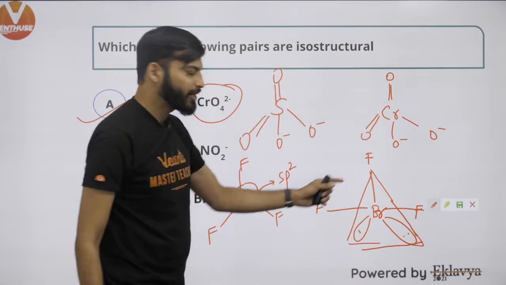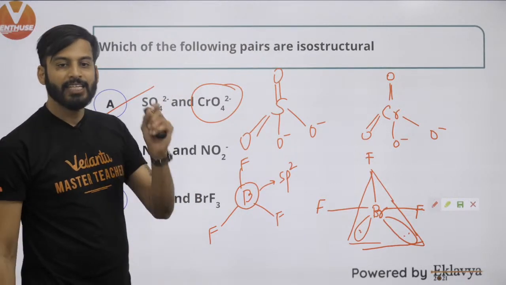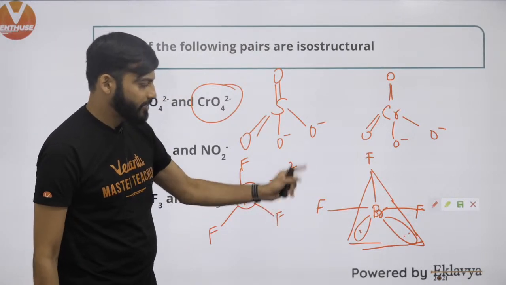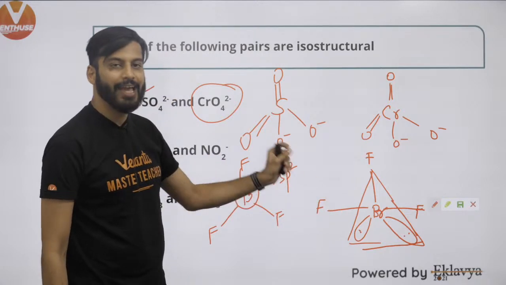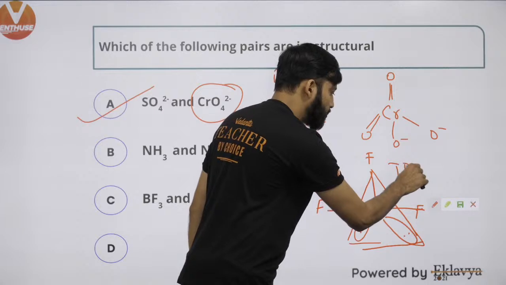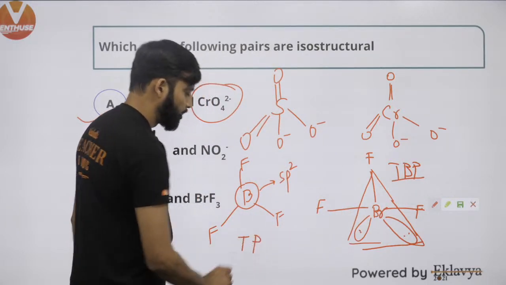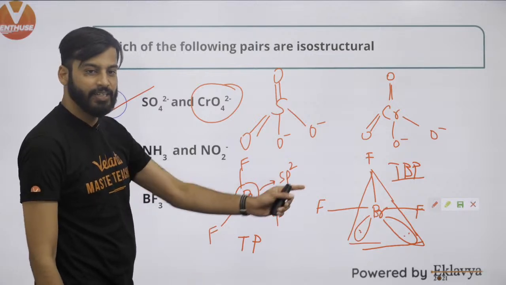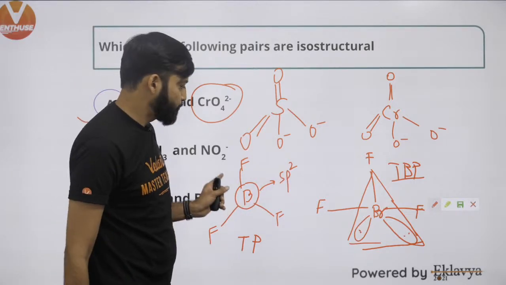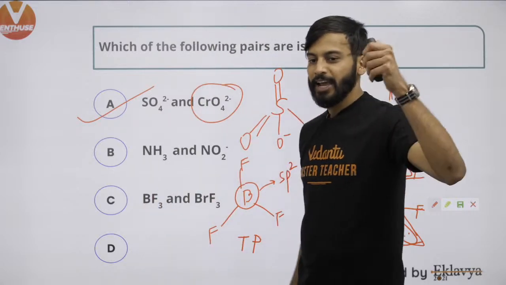Does it look like a T shape? It has a T shape, and the hybridization is sp3d. Theek hai? That is trigonal bipyramidal, and this is your trigonal planar. Both have different geometries, right? It is sp2 hybridized, it is sp3d hybridized. Samajh aa gaya beta? Everything is clear.